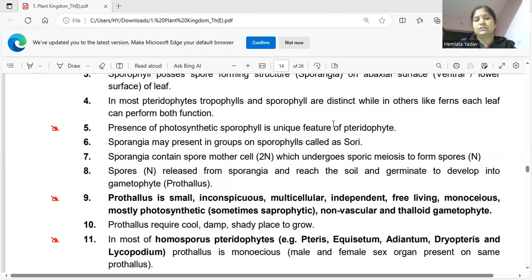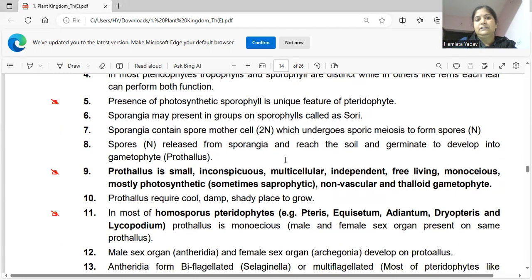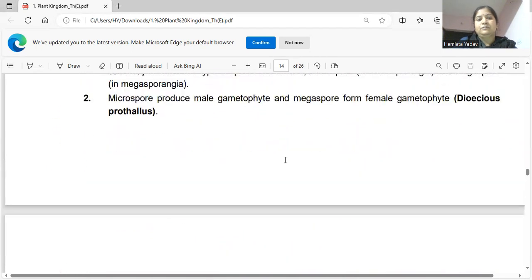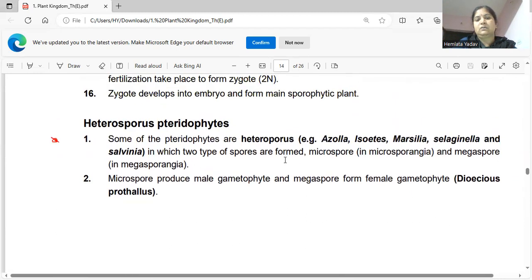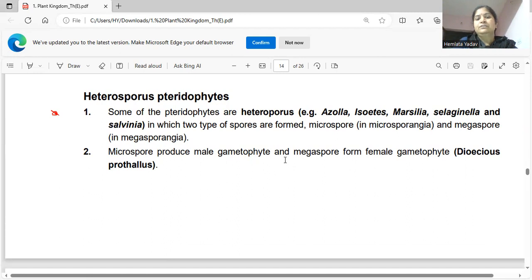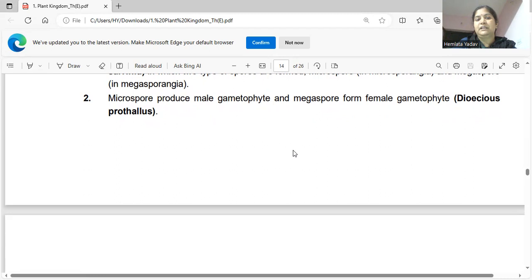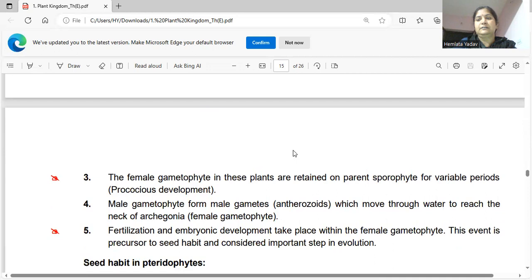So these are the structures of the sporophyte generation and the gametophyte generation. Heterosporous pteridophytes are also there: Azolla, Marsilea, Selaginella, and Salvinia, with two types of spores: microspores in the microsporangia and megaspores in the megasporangia. Microspores produce the male gametophyte and megaspores produce the female gametophyte. Dioecious prothalli are produced, with different gametophytes in different prothalli.